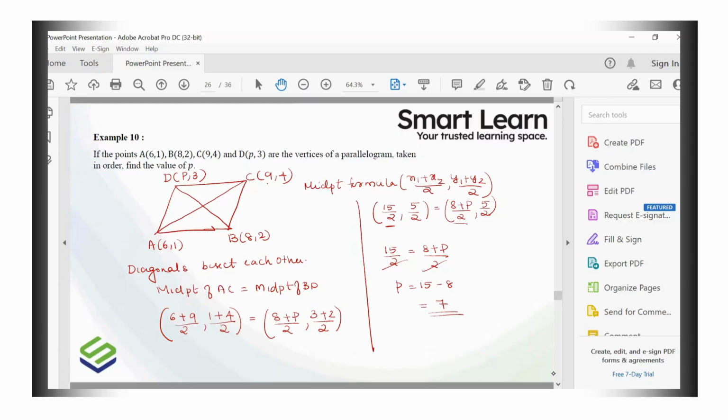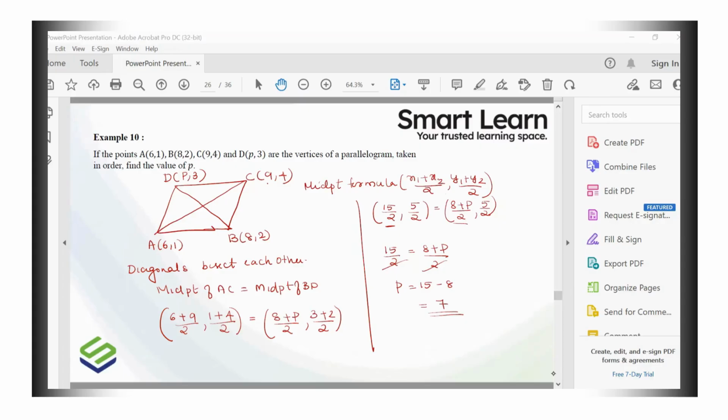So when you use that, you will get (6 + 9) / 2, comma, (1 + 4) / 2 equal to (8 + p) / 2, comma, (3 + 2) / 2. Equate the x coordinate. So the 2 cancels. So 15 equals 8 plus p. So p is equal to 15 minus 8, that is 7.